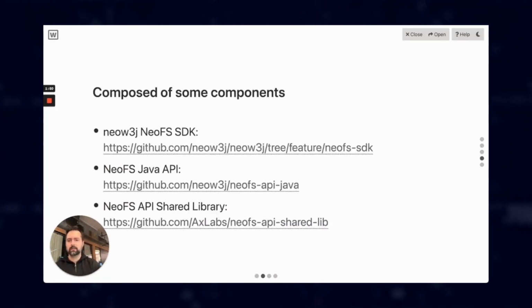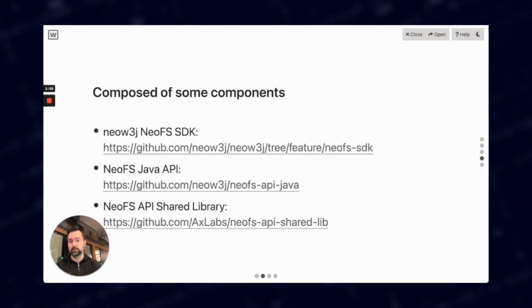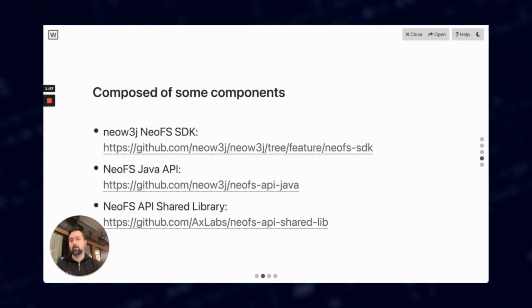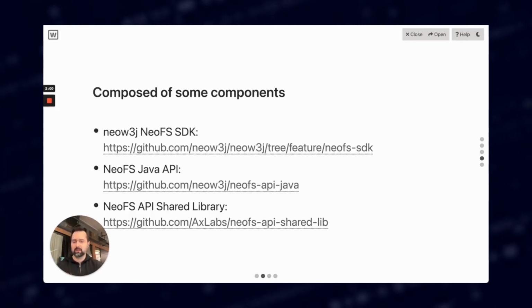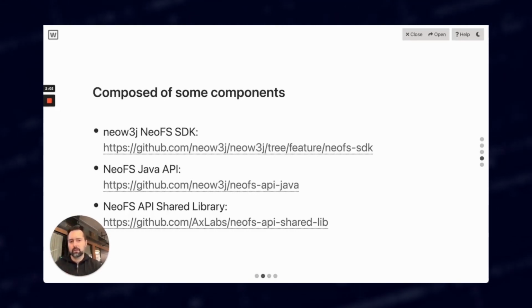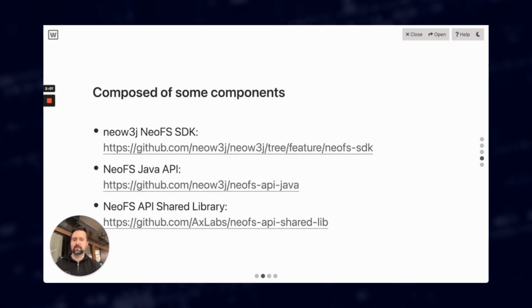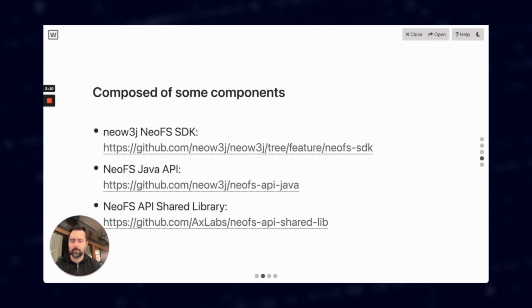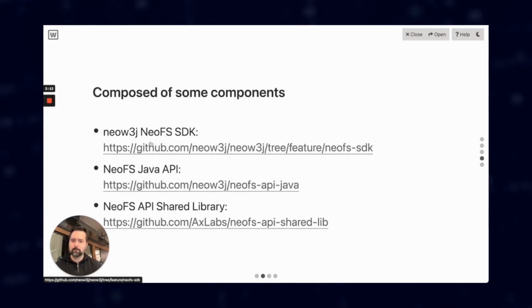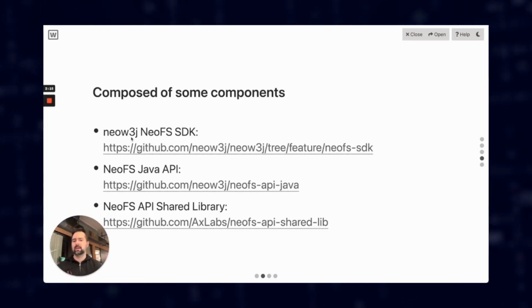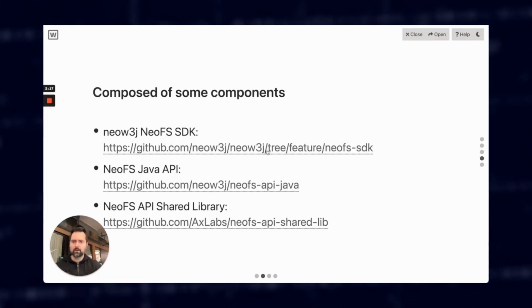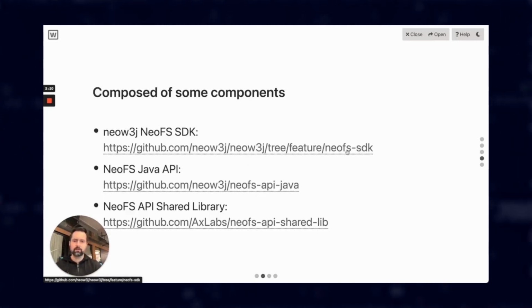So the whole setup of NeoFS in Neo3j is composed of some components or some projects. We had to split them a bit, so that they are a bit more independent from the main Neo3j repository. The first one is the top level, the Neo3j NeoFS SDK. You can take a look at the progress on this branch, the NeoFS SDK branch.